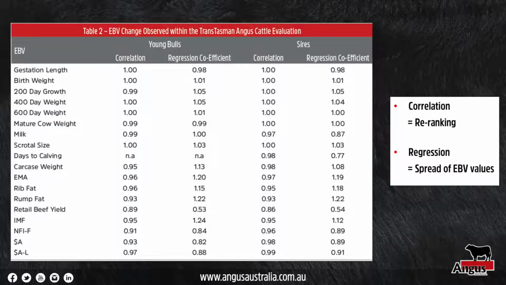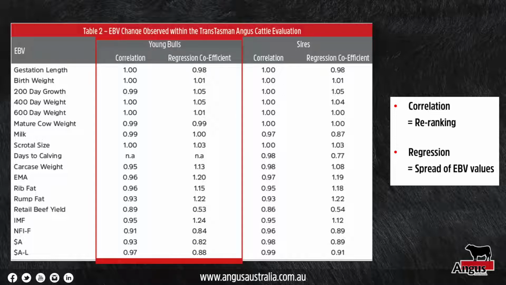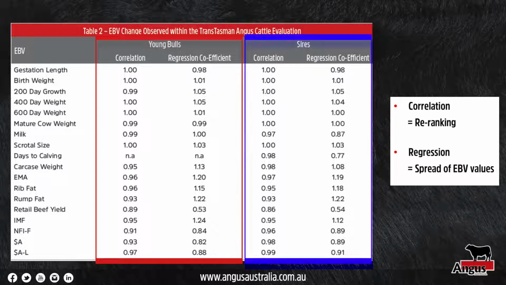So if we delve into that in a little bit more detail, this table on the screen here just starts to show you the kind of change that we might expect to see at a population level in two different groups of animals. On the left-hand side, we have the young bulls, and I think they're 2020 born male calves, so they're 2-year-old male calves. And we have sires, which have some more accuracy in their breeding values. And there are two different types of statistics provided here.